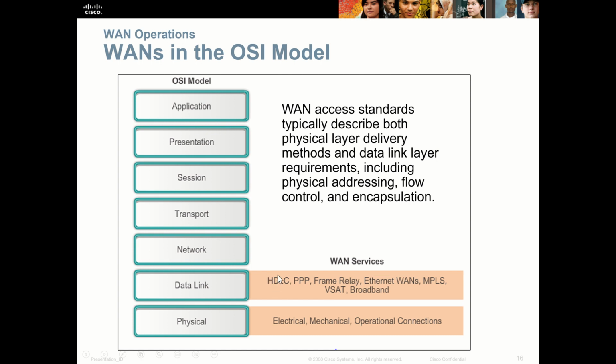These are some of the WAN services or wide area network protocols: HDLC, PPP, Frame Relay, Ethernet WAN, MPLS, VSAT, and also broadband. They are sitting on layer 2. So not only LAN sits on layer 2, WAN also sits on layer 2. This might be a surprise to some of you because you know that when the connection or the network involves a router, the standards or protocols will be on the network layer. But contrary to what you believe, WAN services sit on the data link layer.